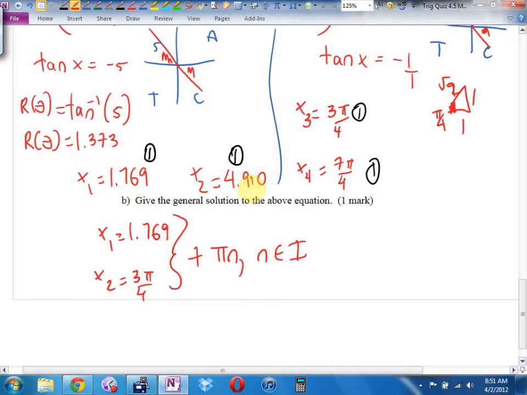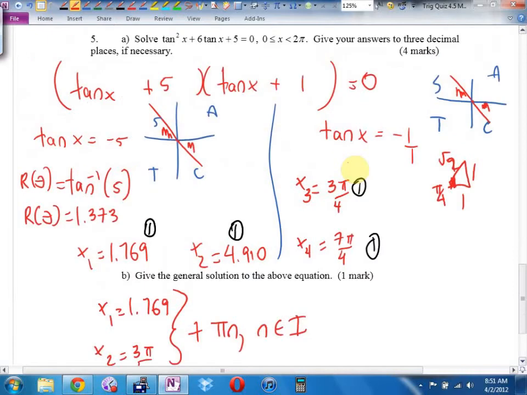What did you get? Oh, here? The second angle. I'm sorry, the second. Here, no, because I said give your answers to 3 decimal places if necessary, which means I was accepting that. If I said as an exact value, I'd take a half mark off.